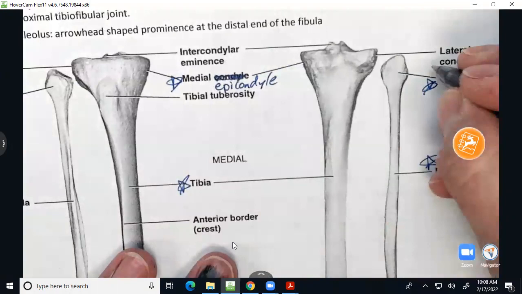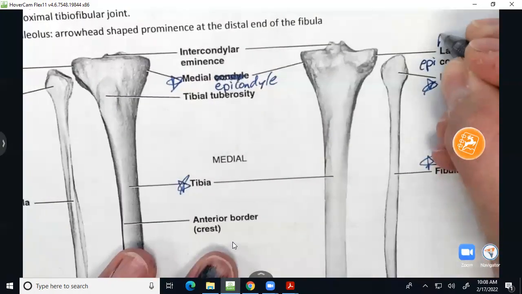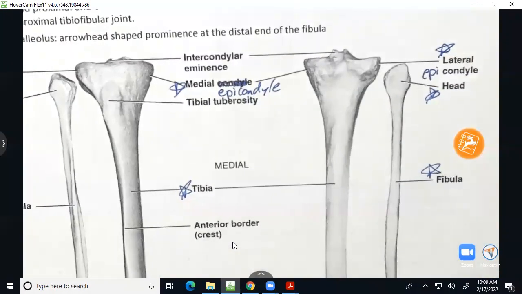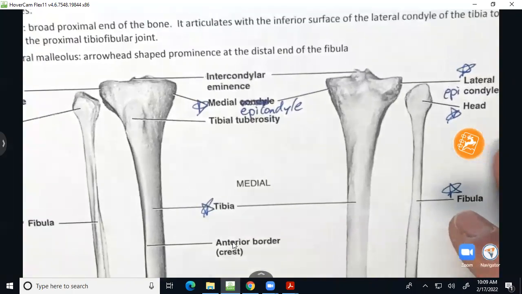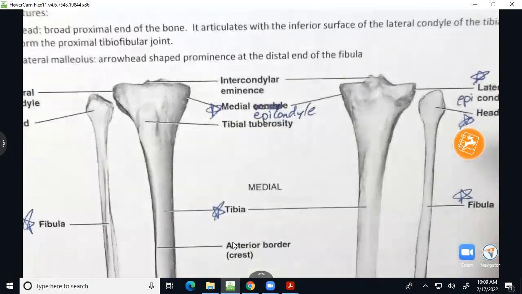Okay, those are important attachment sites. For example, the medial epicondyle of your tibia is where the MCL connects coming down from the femur.